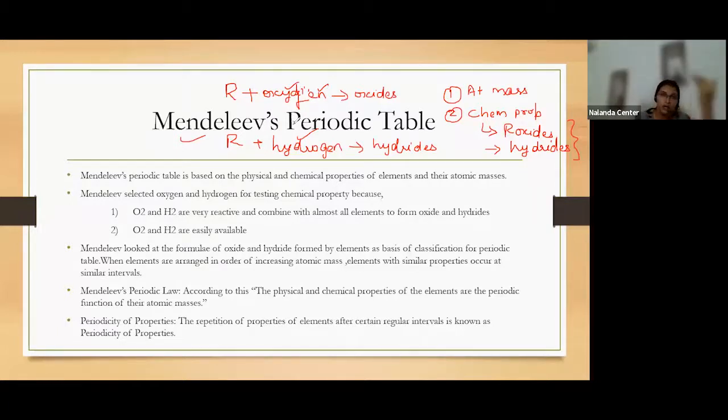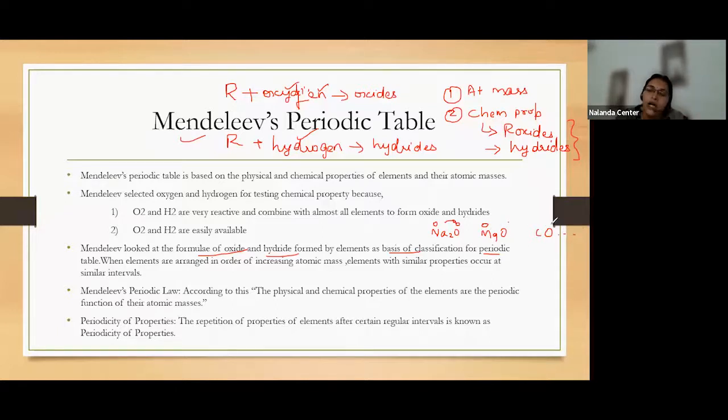Now he checked the formula of oxides and hydrides. Okay. Now what did Mendeleev do? Mendeleev went ahead and checked the formula of oxides and hydrides. And he formed that as a basis of classification of the periodic table. So when he was arranging the elements based on atomic mass, this is one mass, this has a higher mass, this has a higher mass. Whenever he encountered an element which has the same formula of oxide, say this is Na2O. So the next one being, say, MgO. Other one being something CO, something like that.